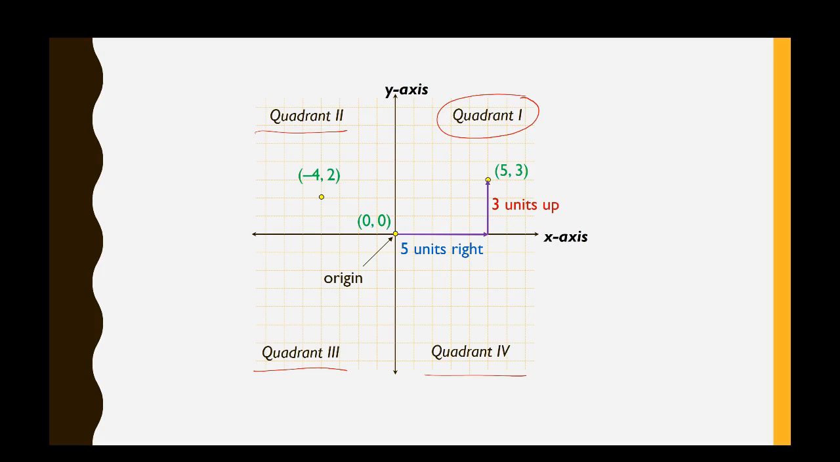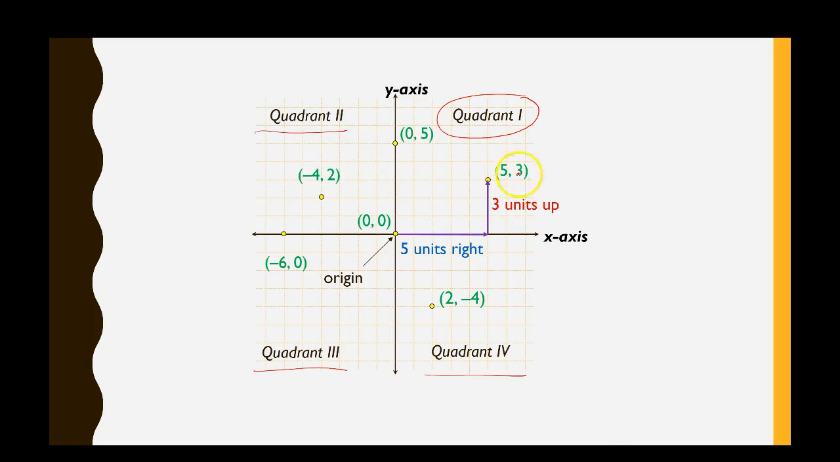(-4, 2) falls in quadrant 2. I can have an ordered pair that falls on the y-axis, like (0, 5). I can have one that falls on the x-axis, like (-6, 0). (2, -4) falls in quadrant 4.